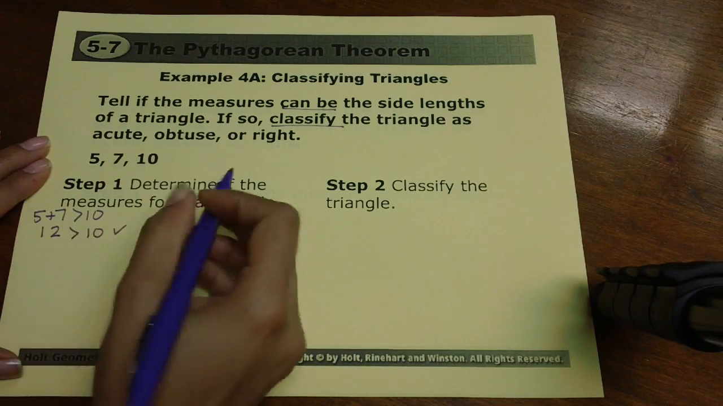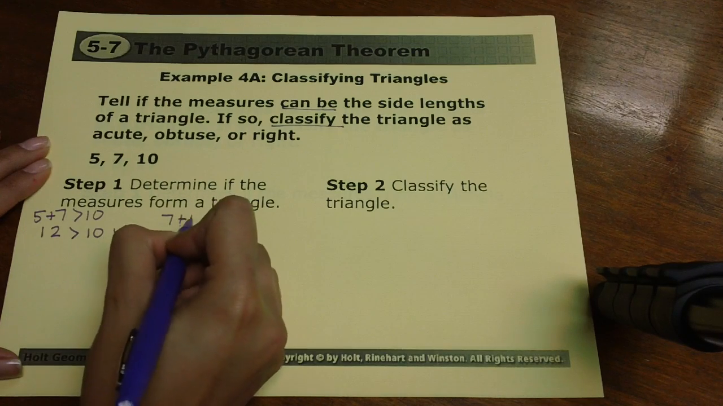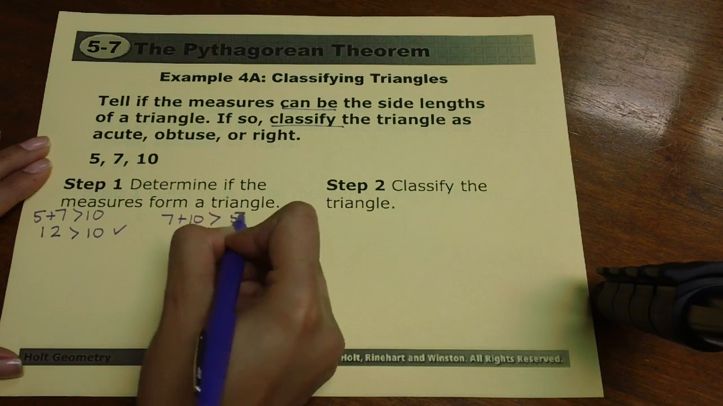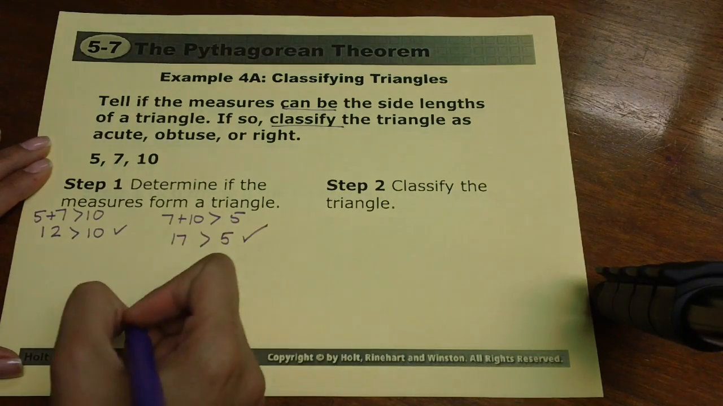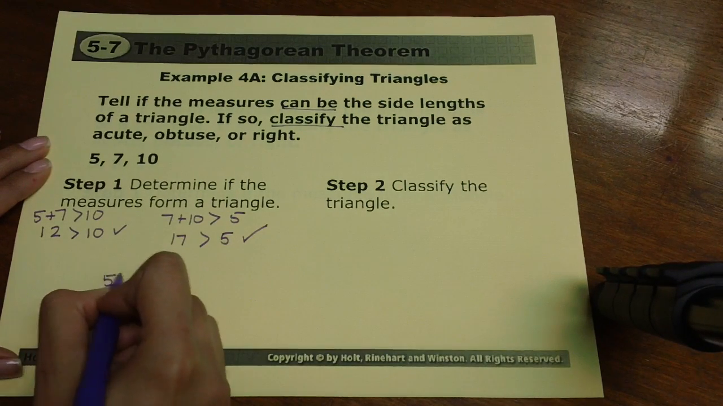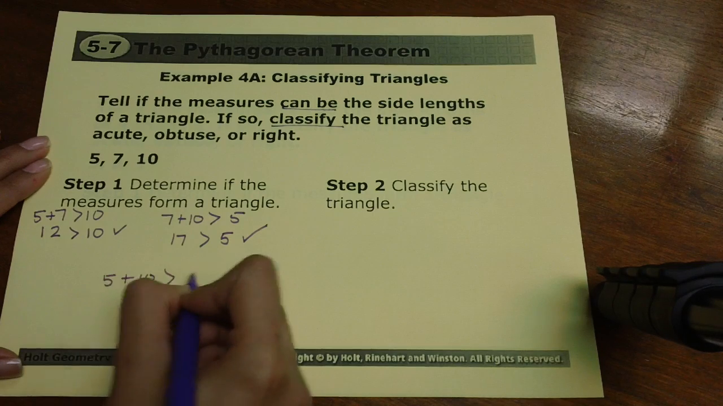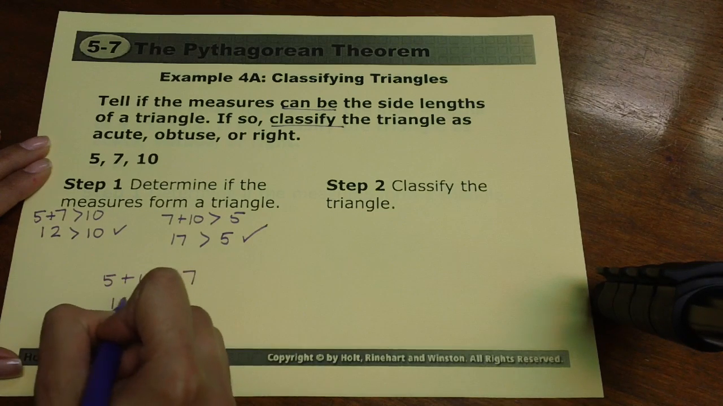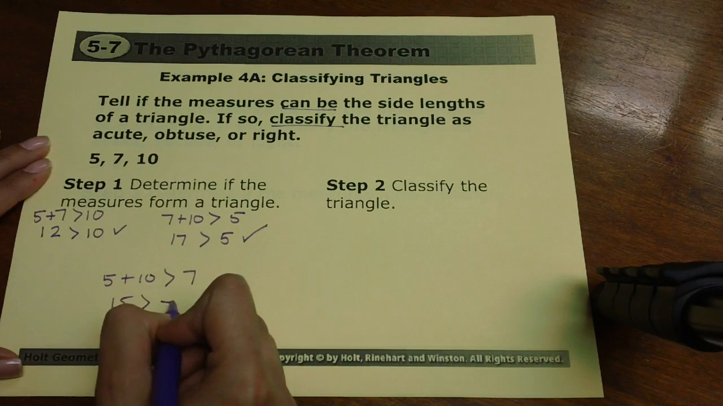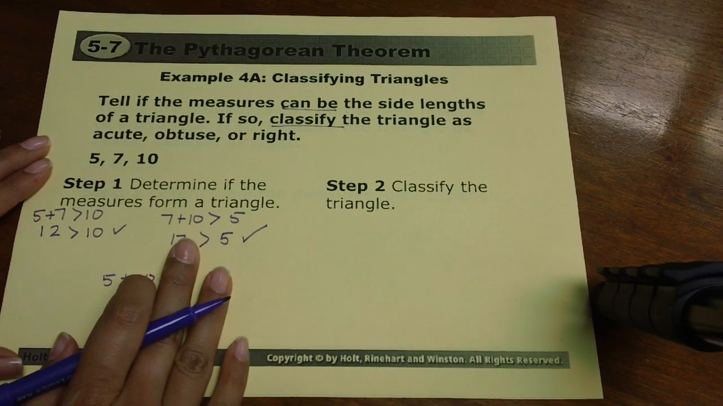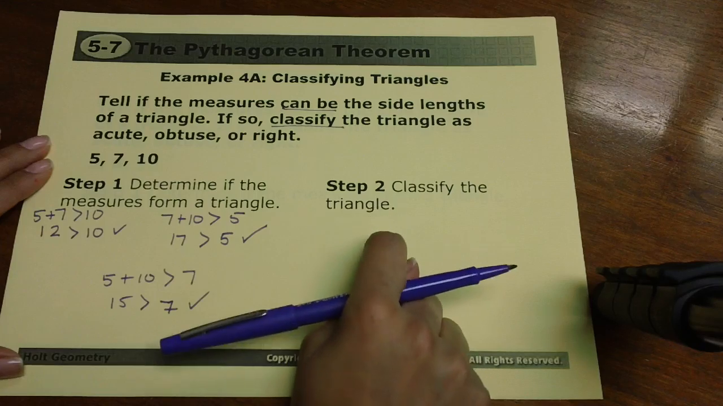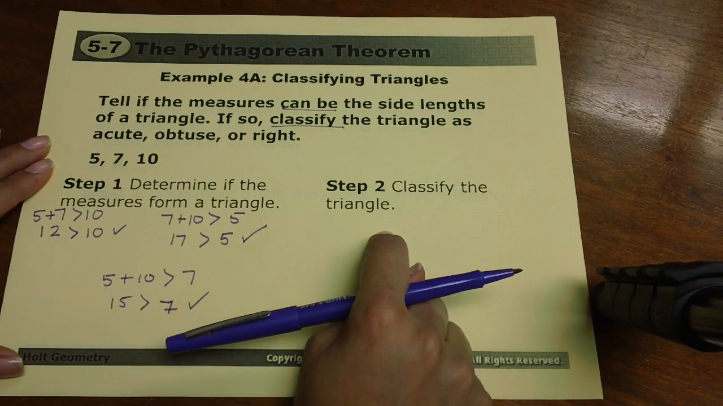That side works. 7 plus 10 need to be greater than 5. That's 17, which is greater than 5. That one works. Last one, 5 plus 10 need to be bigger than 7. That's 15 is greater than 7, and that one works as well. So yes, this can create a triangle. Now we need to figure out what kind of a triangle.